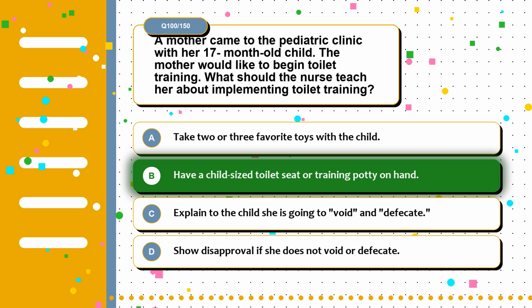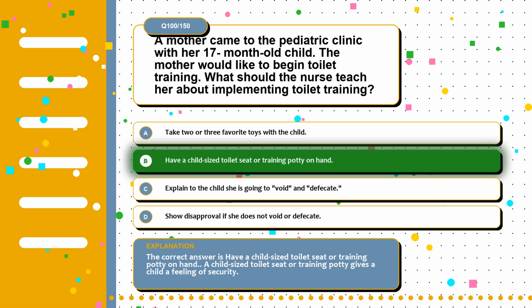The correct answer is option B, have a child-sized toilet seat or training potty on hand. A child-sized toilet seat or a training potty gives a child a feeling of security.